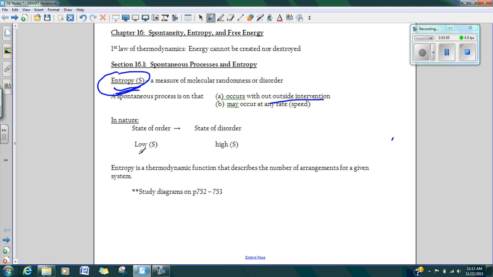In nature, you can take a look at this. If we have low entropy, we probably have more of a solid. Think about the molecules in a solid. They are very tightly packed, and they're just moving very, very little. They're basically vibrating. If we have a high state of disorder, then we have a gas. Think about those gas molecules. They're far apart, and they're moving very, very rapidly. They have a lot of space and a lot of places to go. That is going to create more disorder.